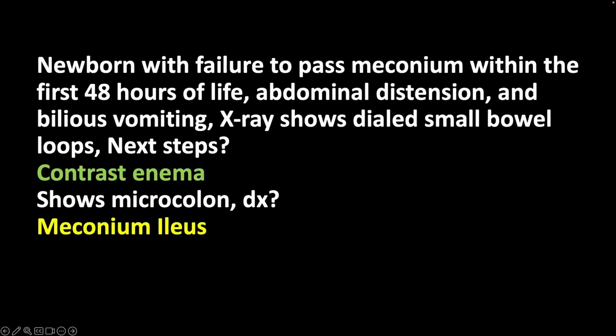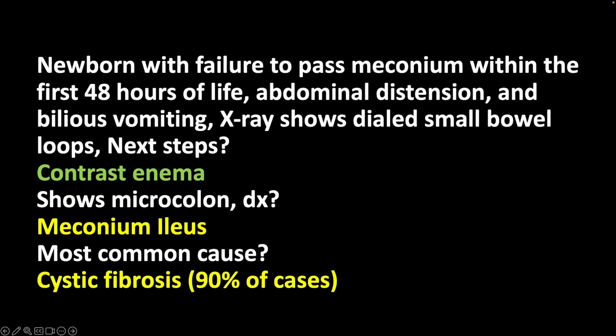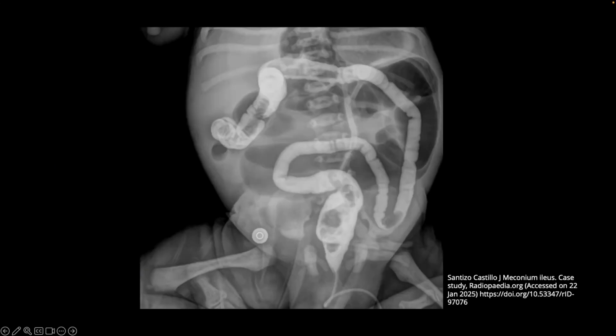A meconium ileus. And the most common cause of meconium ileus is what? Underlying disease. Cystic fibrosis. Here's an example of a meconium ileus. You can see dilated small loops of bowel. This is a contrast enema, so you can see microcolon, meaning the colon's smaller than normal. Additionally, these represent the meconium.